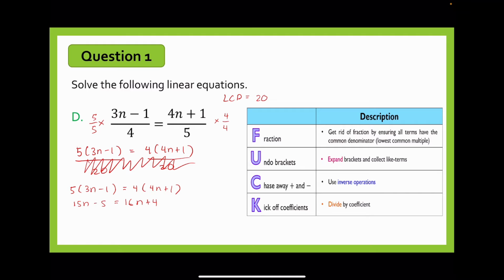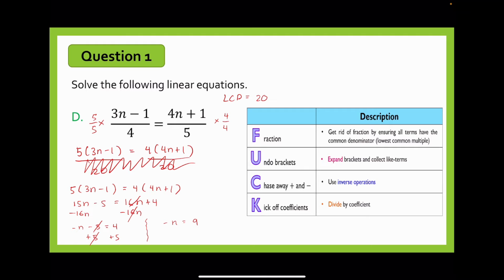We want to keep the letters on the left-hand side generally. So I'm going to bring 16n to the other side by subtracting both sides by 16n. So that will cancel that out. So 15n minus 16n is going to be equal to negative 1n. And to get rid of the negative 5, I'll add both sides by 5. Cancel, cancel. So now I'm left with negative n is equal to 4 plus 5, which is equal to 9.